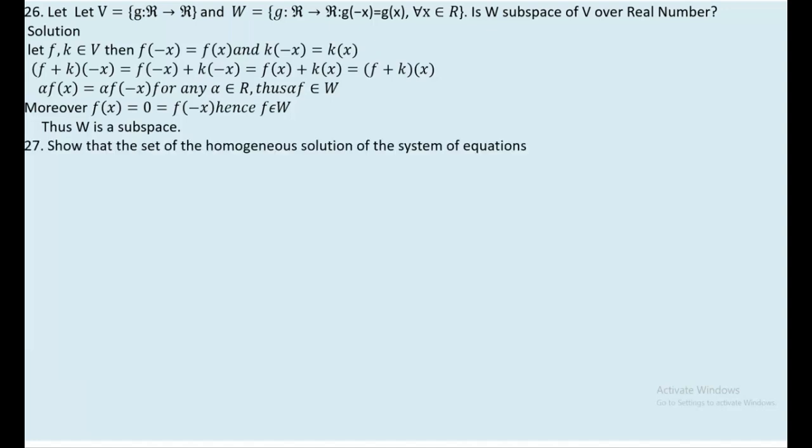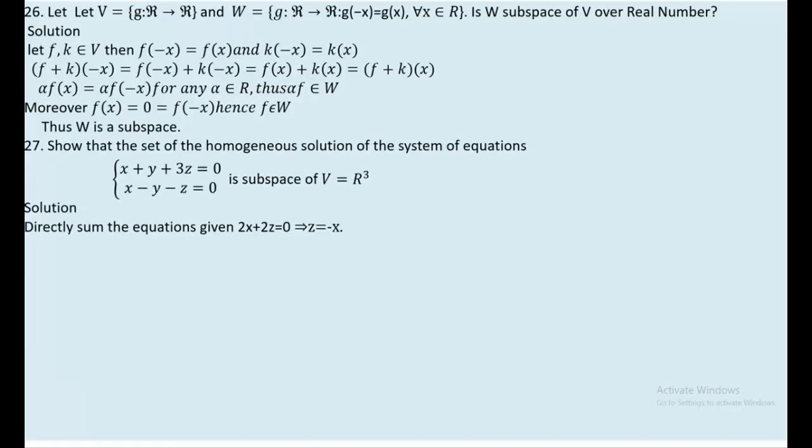That's it. Now again, we have question number 27. It says: show that the set of homogeneous solutions of the system of equations given here is a subspace of the vector space R cubed. So what we are going to do is first identify the set. The set is a collection of what, students? The solutions, right? So we have to solve this one. So directly sum the equations given. If you take the sum of these two equations, what's going to happen is the following.